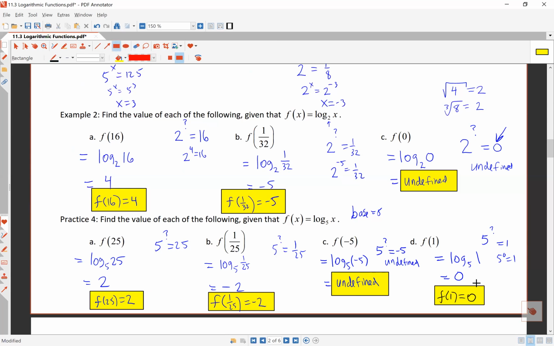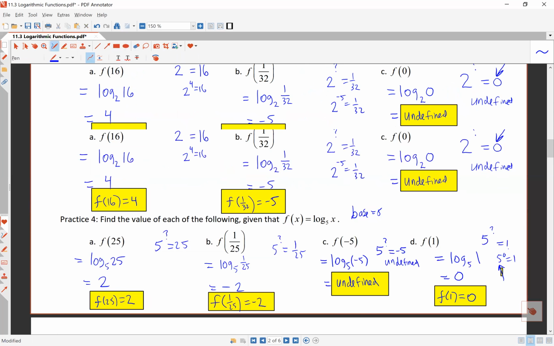This is actually true for any base you give the log. Log base 7 of 1 is 0. Log base 8 of 1 is 0. And that's because any number raised to the 0 power is 1. So that will be a property of our logarithms that we'll state in subsequent videos.